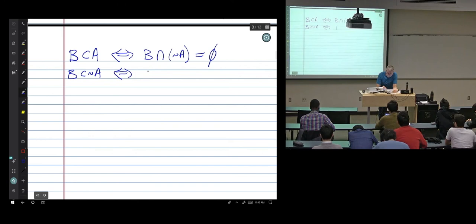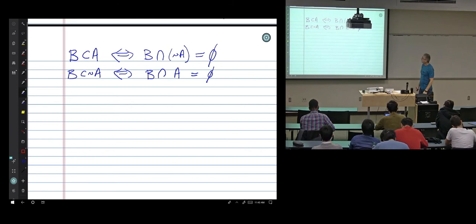The complement of the complement is the original set, okay? So what does that equal? Also the empty set, okay? Now, can you do this mental gymnastics?